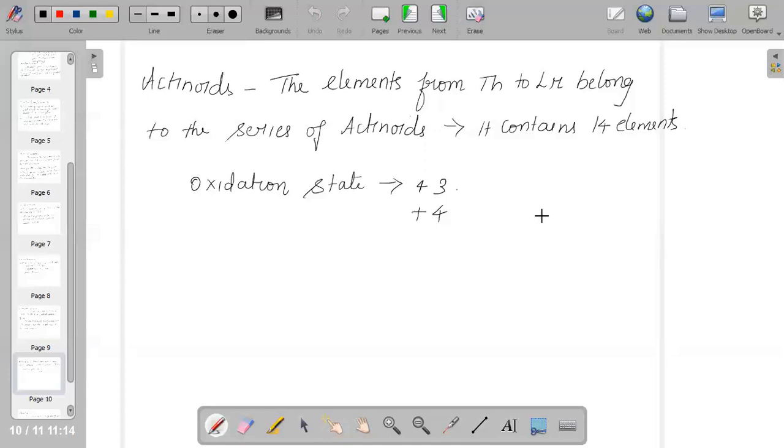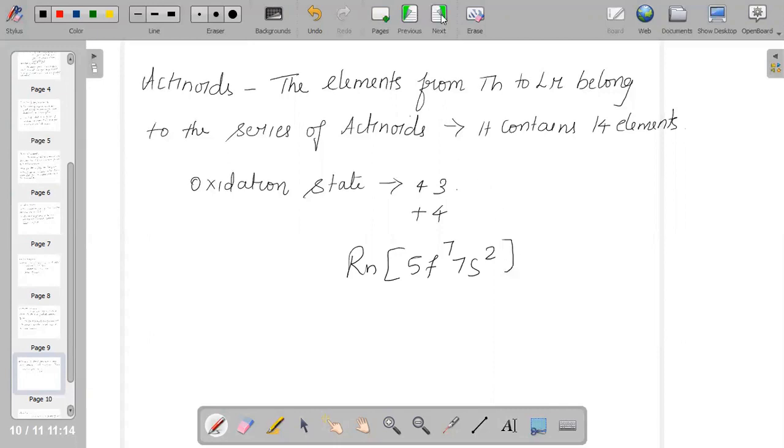And actinoids have the electronic configuration of thorium, which we can say is equal to [Rn] 5f^n 6d^1 7s^2. So the ionic radii will gradually decrease.